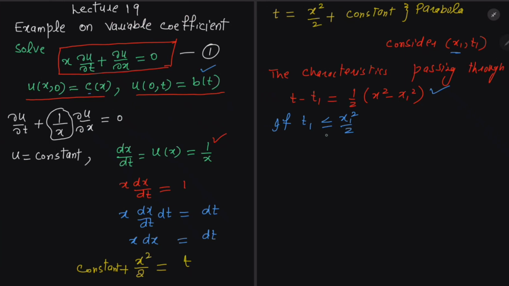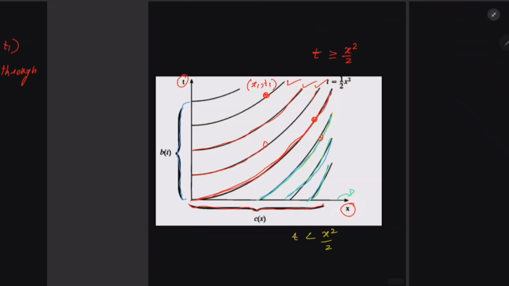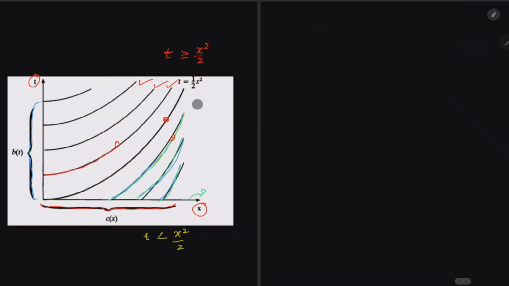t1 is less than or equal to x1 squared. In this case, if the point is over here at this point x1, t1, this characteristic is passing through which axis? It is passing through the x-axis.